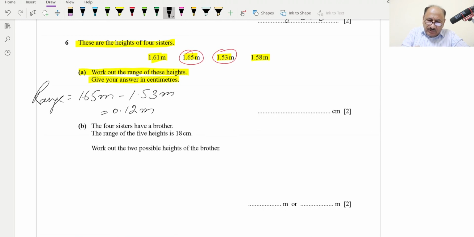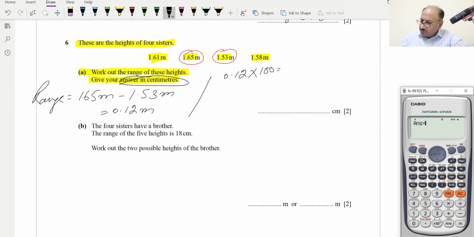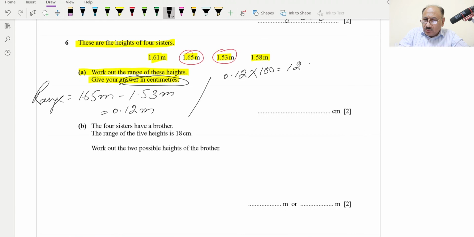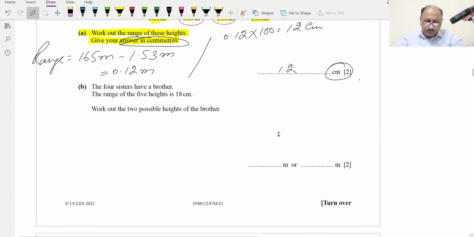Basically, this is 0.12 meters, but they're saying answer in centimeters. So we will multiply 0.12 by 100, because there are 100 centimeters in 1 meter. So multiplying by 100 will be equal to 12. So this is equal to 12 centimeters. 12 centimeters will be our final answer for this part.